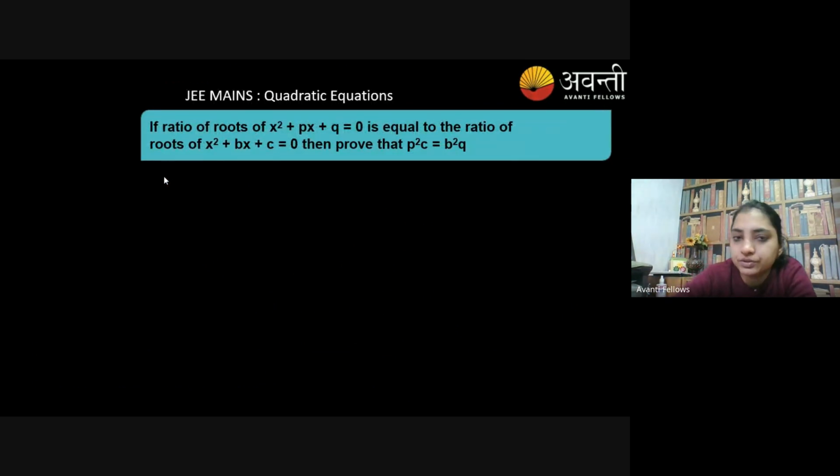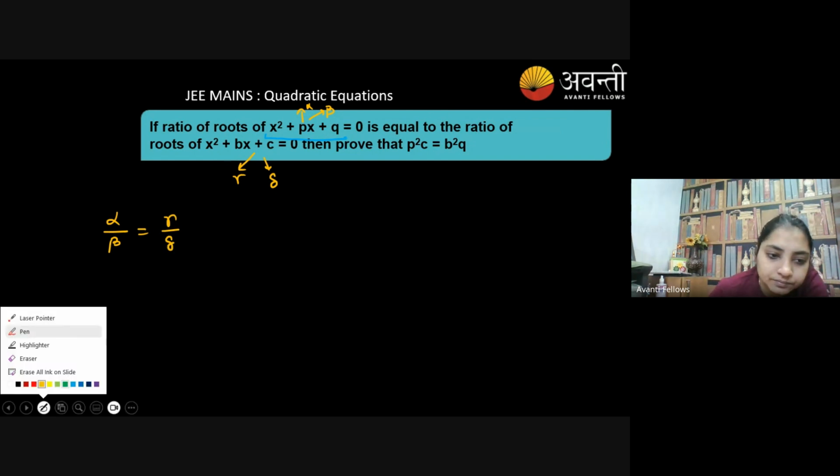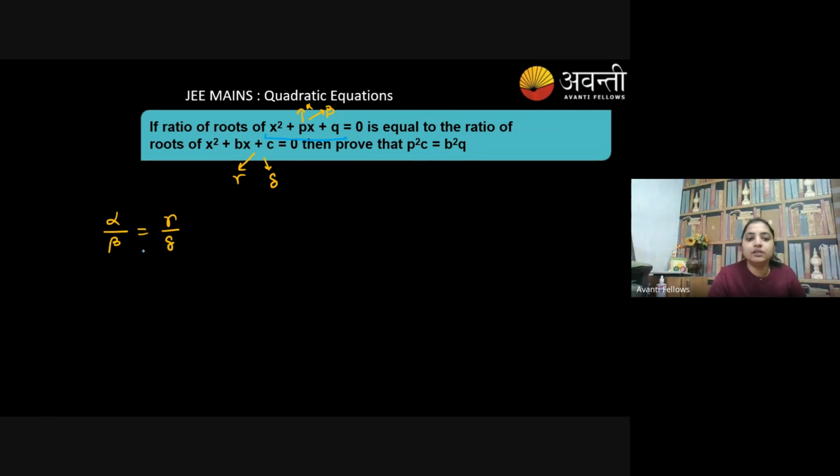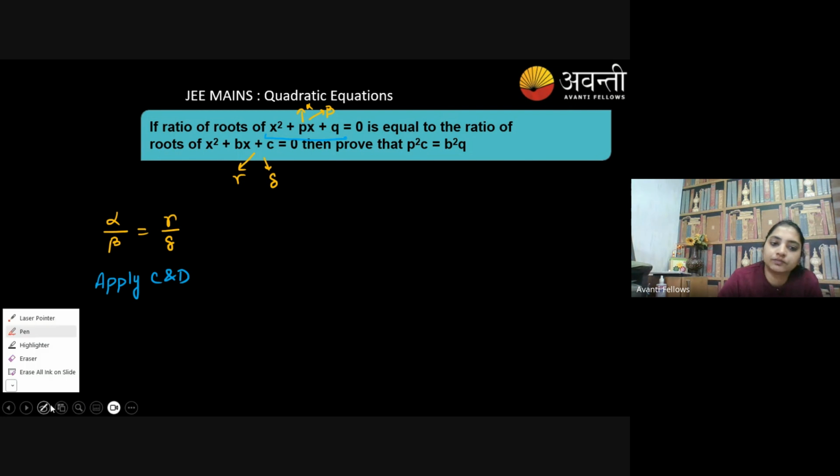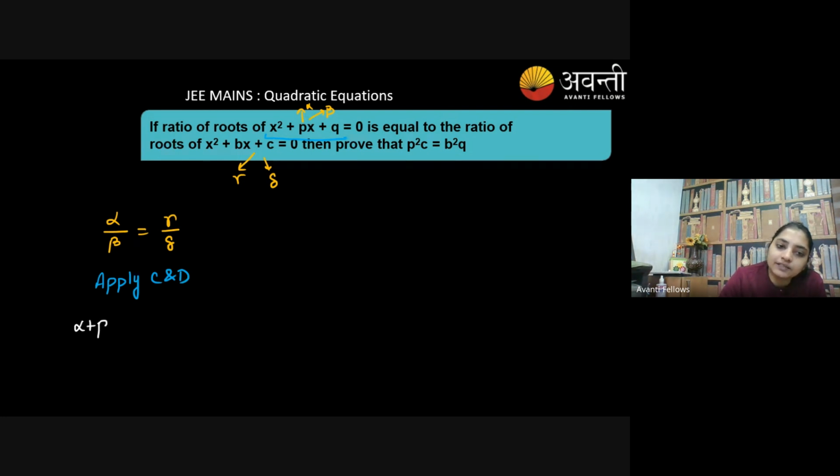The ratio of the roots of x square plus px plus q is equals to 0 is equal to the ratio of the roots of the other equation. It means if the roots of this equation are alpha and beta and roots of this equation are gamma and delta. Right, Aditya? So they said alpha upon beta is equals to gamma upon delta. So how many of you remember that we learned componendo and dividendo? So I can rewrite it as alpha plus beta upon alpha minus beta is equals to gamma plus delta divided by gamma minus delta. What do you say?